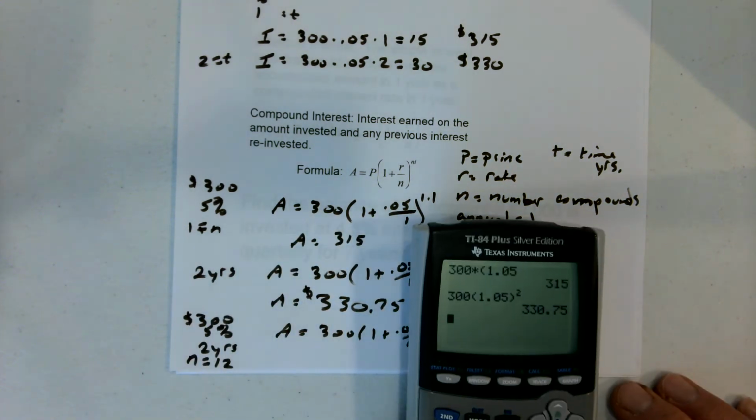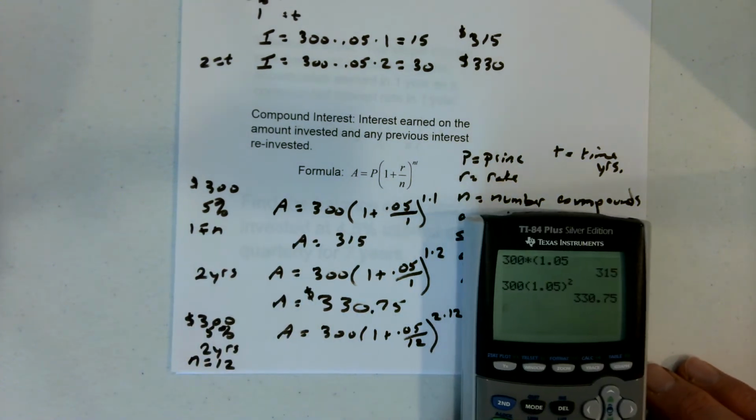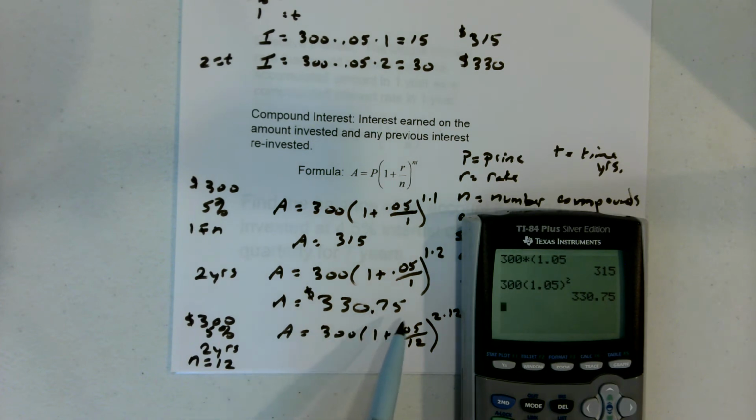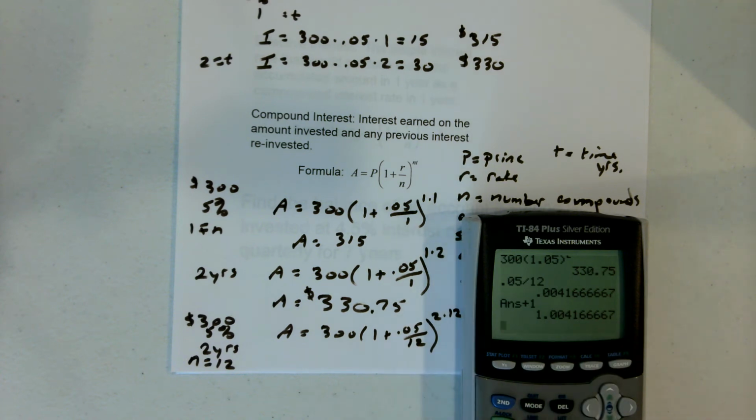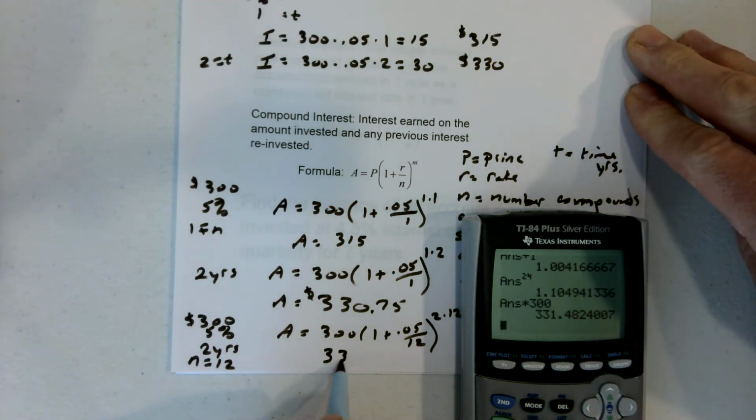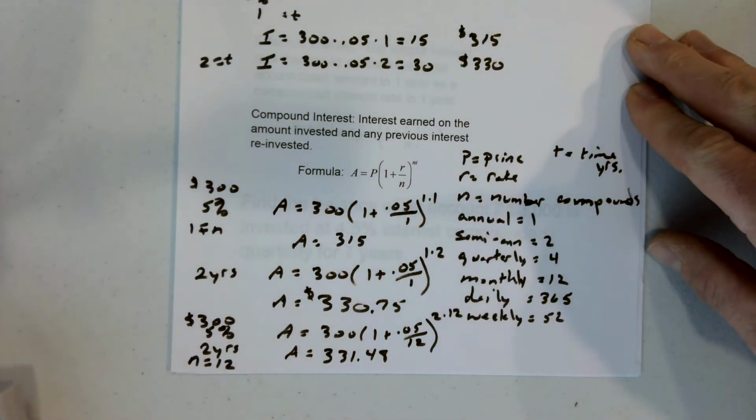Now, in my calculator, one thing that I would suggest is to go ahead and clean up inside these parentheses first. So I would take my 0.05 divided by 12, add 1 to it, so I get 1 point blah blah blah, and then work it out just like order of operations. So I would take that to the 24th power, and then times my 300. And here I end up with $331.48. So what happened? What changed?